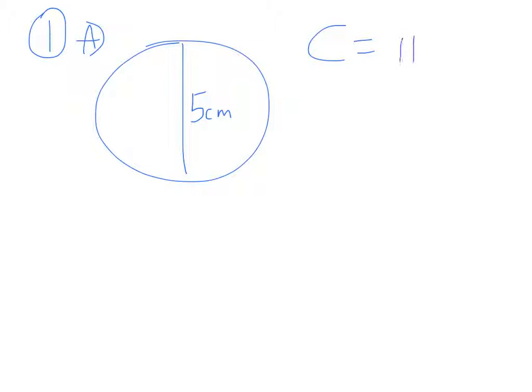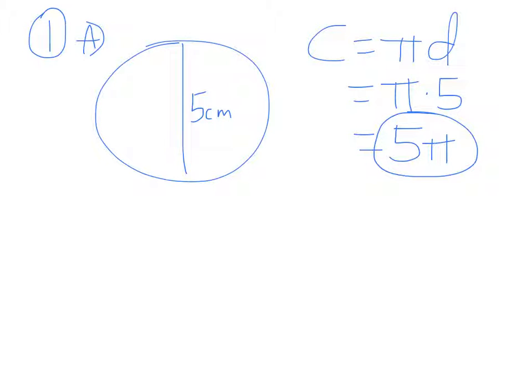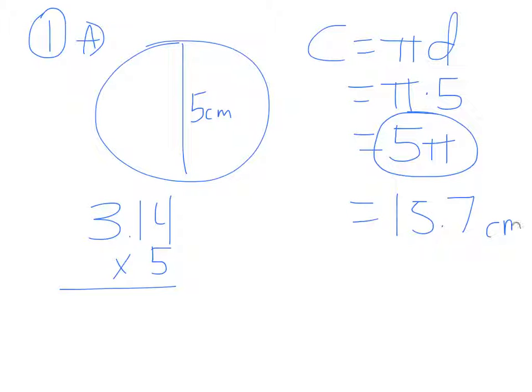So circumference formula, start with pi d. Pi times the diameter is 5. If you're on Khan Academy, you could leave this as your final answer, 5 pi. But unfortunately, in your homework, you actually have to multiply by 3.14. And if I do that, I end up with 15.7, and this would be just centimeters, distance around the circle. Alright, so that's example 1A. Let's go to number 1B.